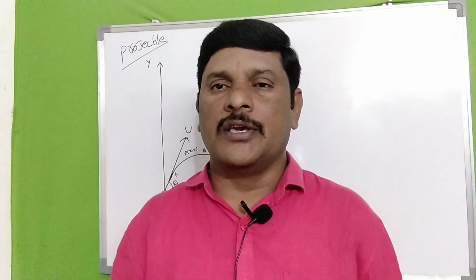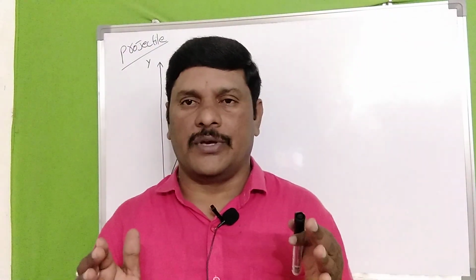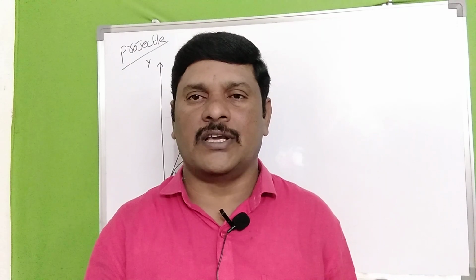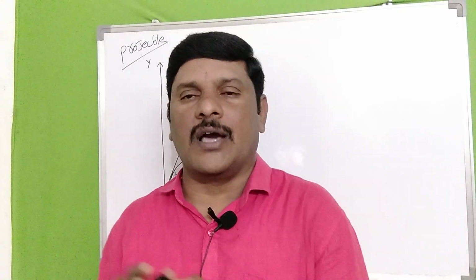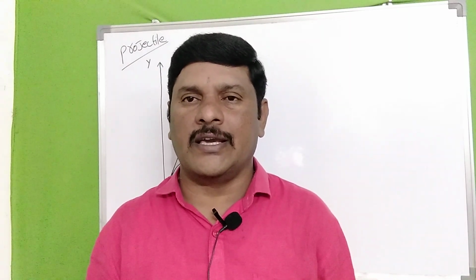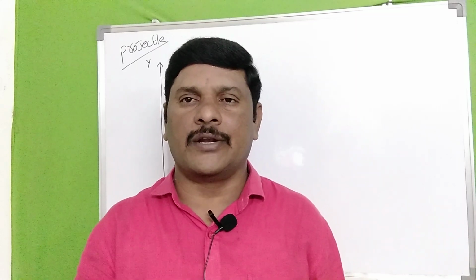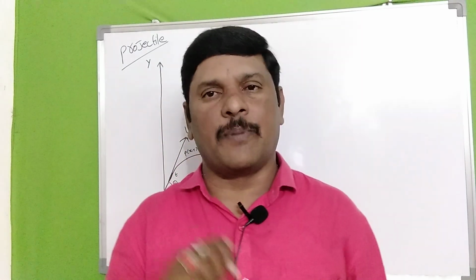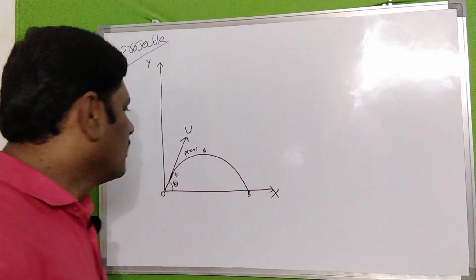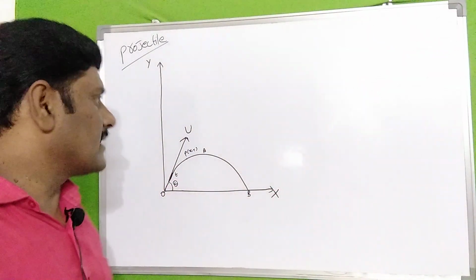If a body is projected into the air with a certain velocity at an angle theta with the horizontal, where theta is other than 90 degrees, then the body is said to be in two-dimensional motion like that parabola. So here, now consider a plane XY.